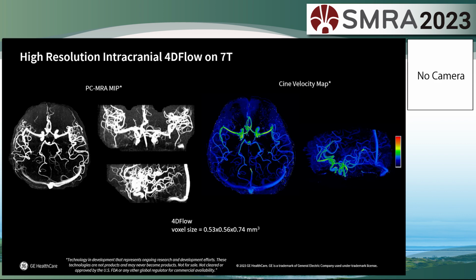So this is a relatively high resolution 4D flow imaging on 7T, and as you can see on the left side, we can obtain the high resolution phase contrast MRA images from the 4D flow data. And also on the right side, you can see the cine flow in the intracranial vessels, which might be useful for the pulsatility evaluation in the intracranial arteries.